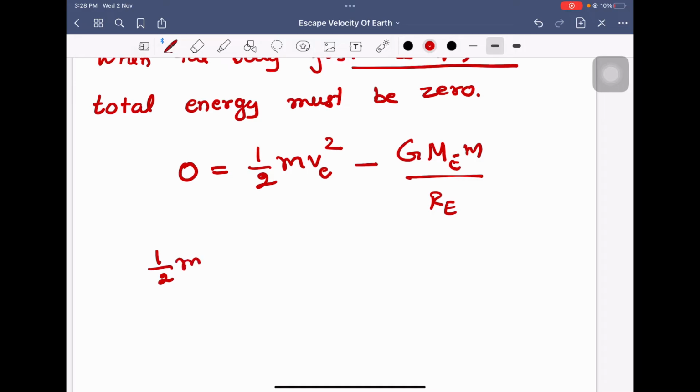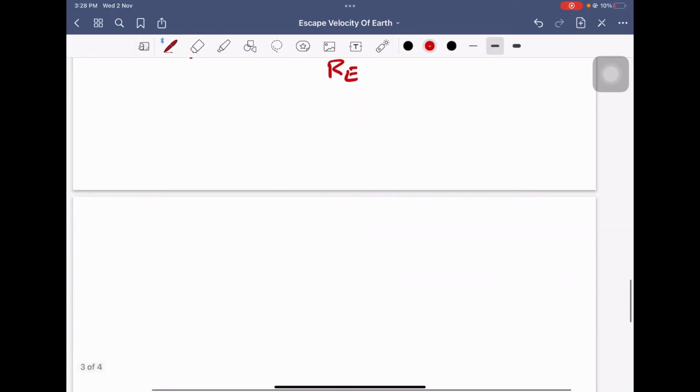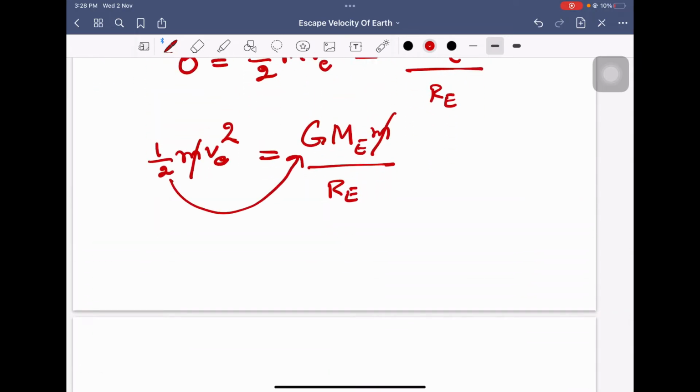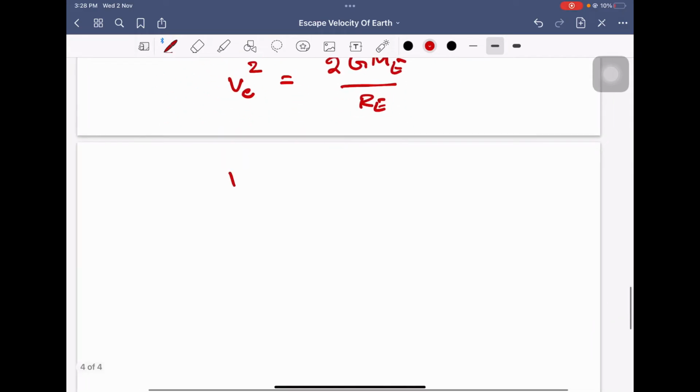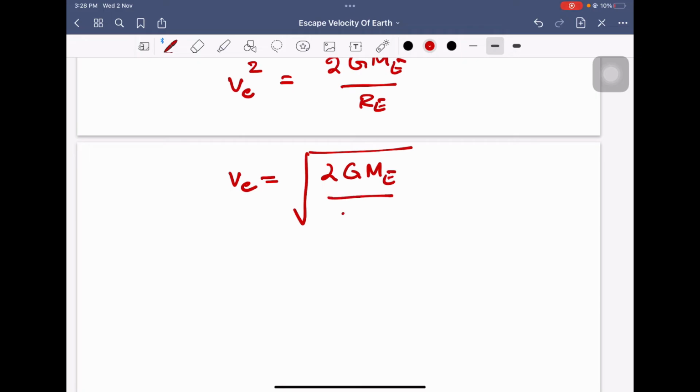Half m Ve squared is equal to G into Me into m divided by Re. So this m and m get cancelled. Then this 2 will come over here. Ve squared is equal to 2 G Me divided by Re, or on simplifying we will get escape velocity equal to the square root of 2 G Me divided by Re. So this is the equation for escape velocity.